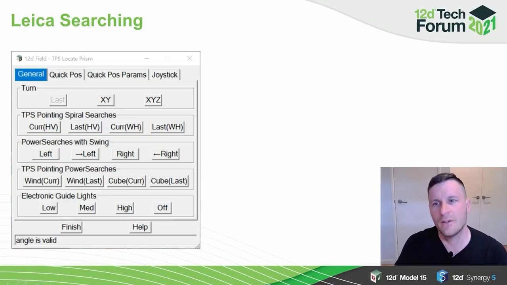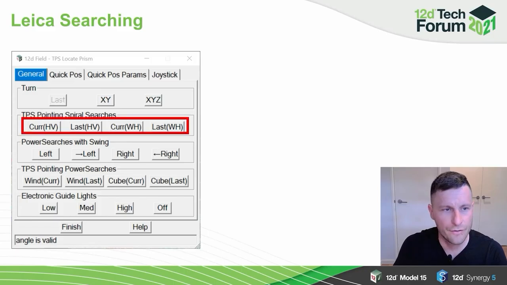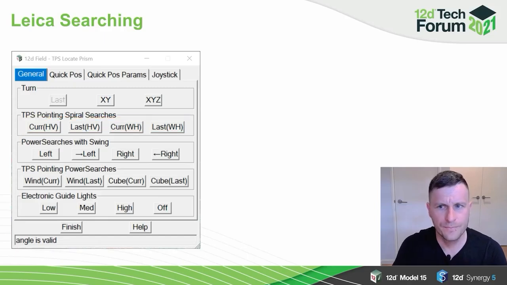Next, I'm going to cover the Leica searching. So the Leica searching has been broken up with the spiral search, which is the traditional search, the power search, and you've got your pointing power searches. So first I'll cover the spiral searches. That's where no power search is involved. The instrument simply turns and searches for the prism within the window. Quite slow and quite old.